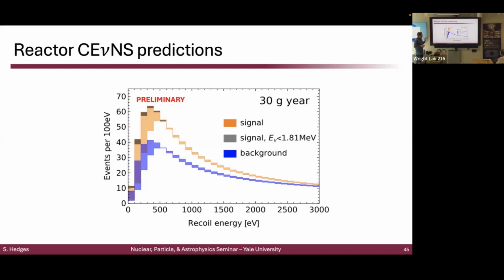So shown here, this is the recoils from our simulation that form a background as well as a signal. And you can see that we would expect with a pretty small exposure, around 30 gram years. So this is 30 grams of lithium fluoride at a reactor for 1 year. We'd expect to start to see some of this signal from this low energy sub-IBD neutrino scattering.